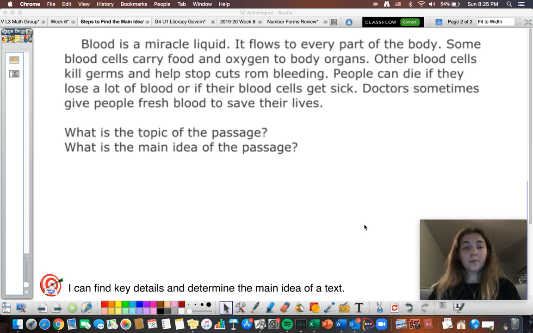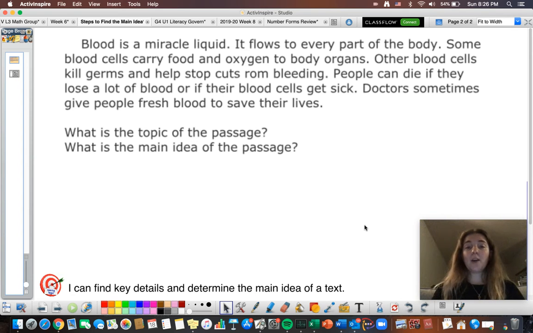Good afternoon, fourth graders. Today we're going to be reviewing main idea and key detail before we move on with the rest of our unit. It's very important that we lock this down because throughout this unit and throughout the year, Ms. Mackenzie and I will be asking you how to find the topic and how to find the main idea in everything that we read. So it's very important to start practicing it and making sure that we get our steps down.